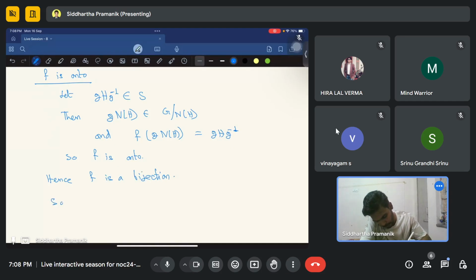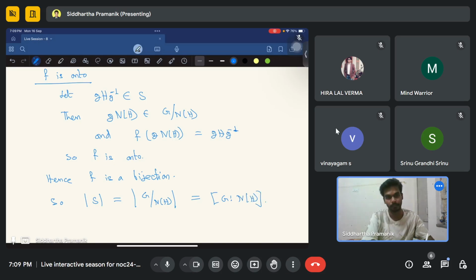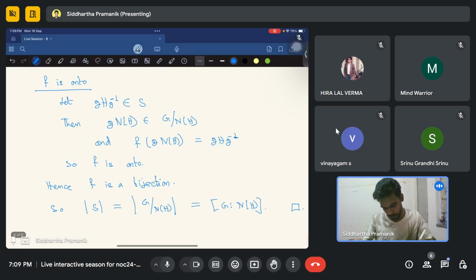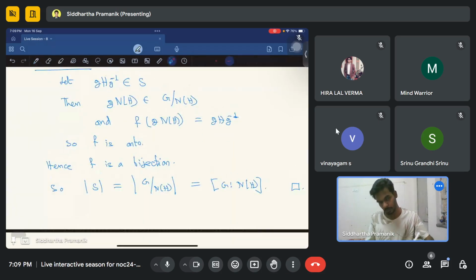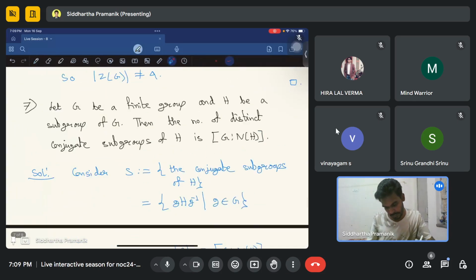So, the cardinality of S is the same as the cardinality of this set of left cosets. And this is the same as the index of NH in G. So this completes the proof. So I hope you have understood the proof. So basically we have found the number of conjugate subgroups of H.